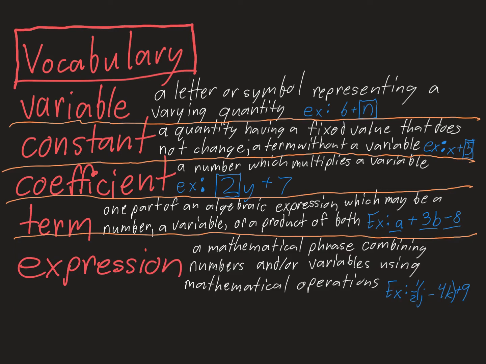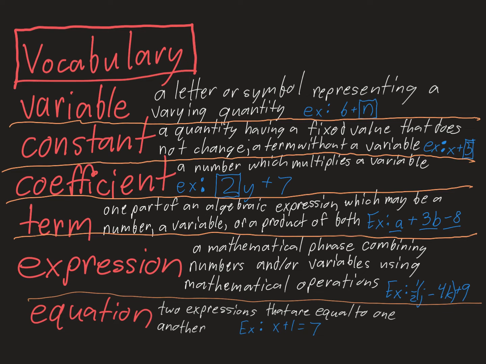An expression is a mathematical phrase that combines numbers and/or variables using mathematical operations. For example, 1/2 times the quantity j minus 4k, is all added to 9. Finally, we have an equation, when two expressions are equal to one another. For example, x plus 1 equals 7 means that x plus 1 has the same value as 7.